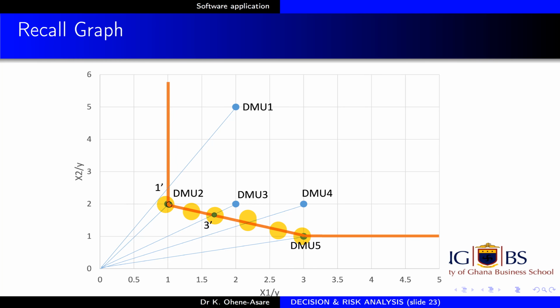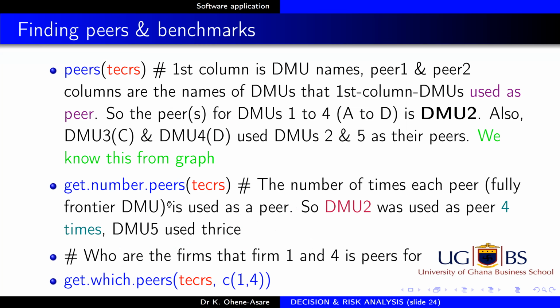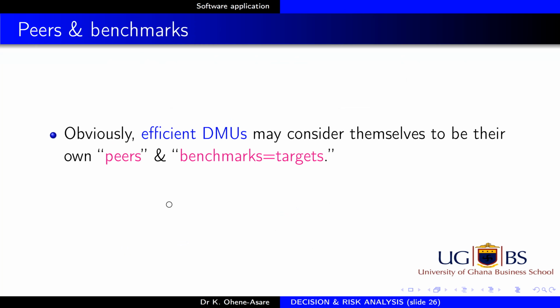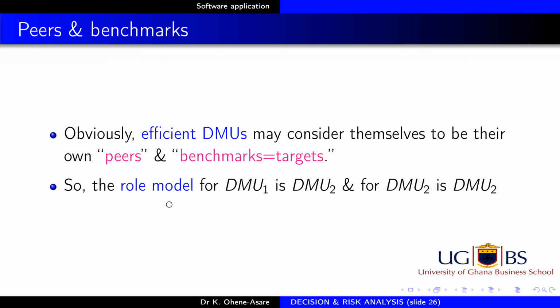Perfect. So that is what we want to be able to understand when it comes to real DMUs, peers and targets. Of course, the targets are also called benchmarks in this context. Now, the peers are also called role models. So it's the same name.